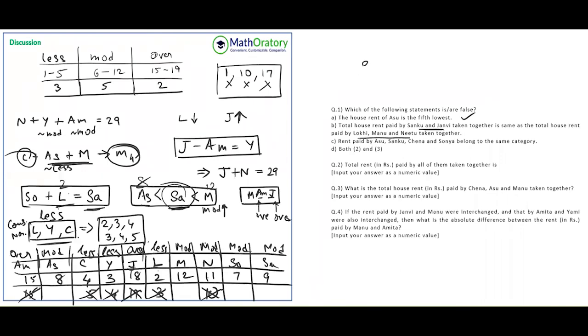So I'll just write this separately for your convenience. So Sanku and Janvi is basically 9 plus 18, which is 27. And Loki, Manu, and Neetu. So Loki is 2, Manu is 12, and this is 11. So this is not even adding up to last date of 7, right? So we can ignore that. So that is definitely false.